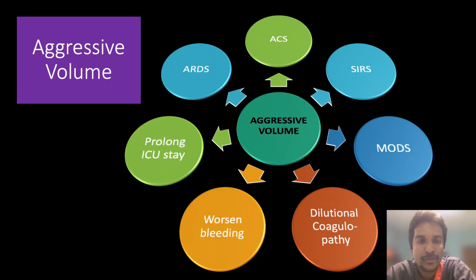This diagram shows the adverse effect of aggressive volume resuscitation to normalize the BP in a bleeding trauma patient. It can lead to multiple complications such as dilutional coagulopathy. It can worsen the bleeding by disrupting the formed clot. It is found to prolong ICU stay. It can lead to ARDS, abdominal compartment syndrome, SIRS, and also multi-organ dysfunction.